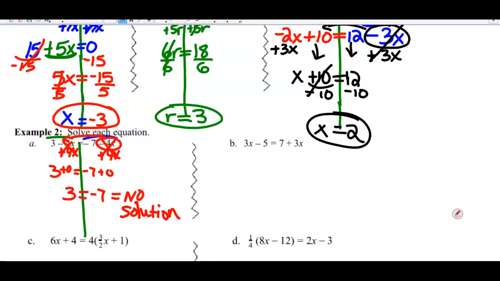Or NS if you want to abbreviate it. And I'll show you a trick later when I look at it, how I would know if that's what we're going to have or not. So let's try another one.